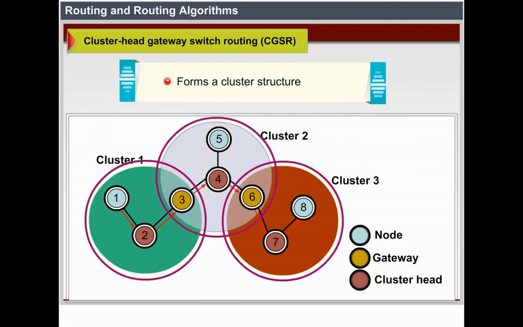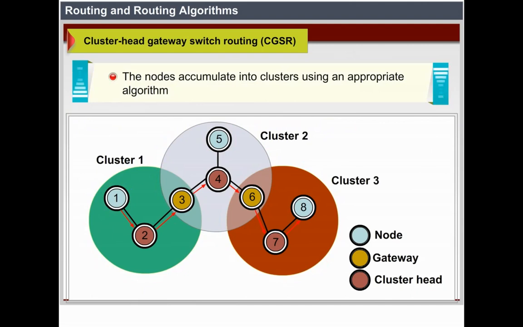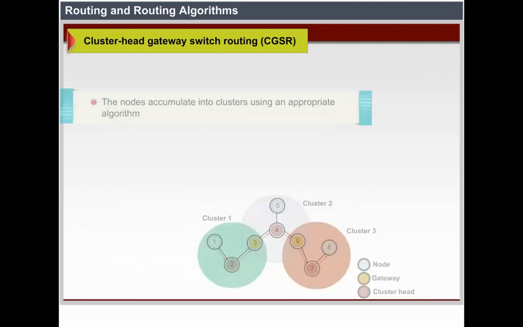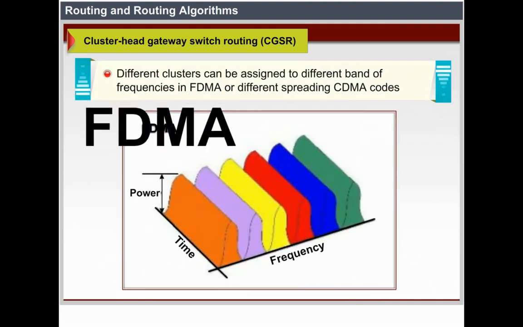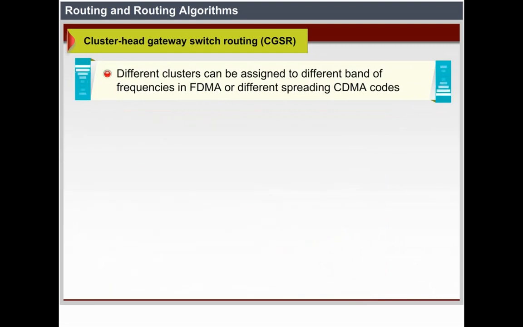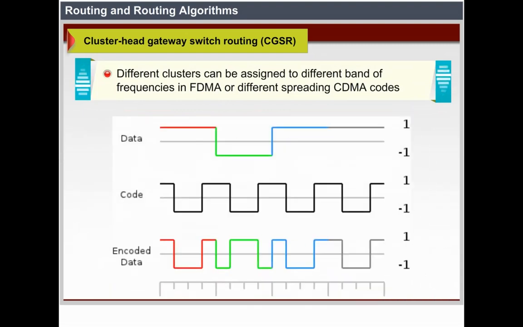It forms a cluster structure. The nodes aggregate into clusters using an appropriate algorithm. The different clusters can be assigned to different bands of frequencies in FDMA or different spreading CDMA codes.